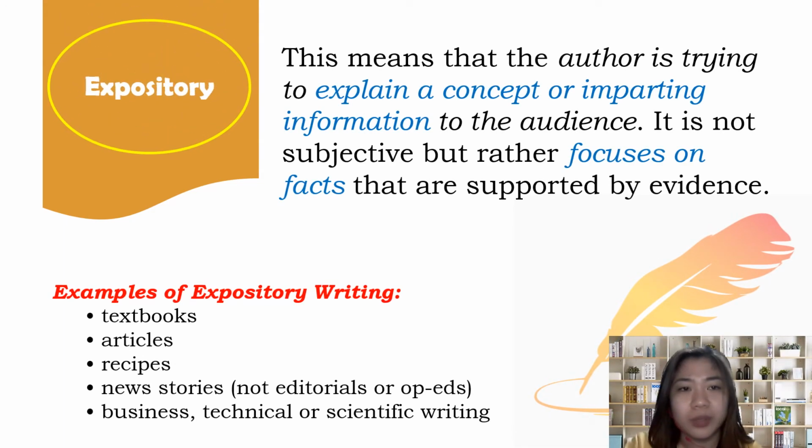The first one is expository. This means that the author is trying to explain a concept or impart information to the audience. It is not subjective, but rather focuses on facts that are supported by evidence. Here are some examples of expository writing. The first one, textbooks. Second, articles. Third, recipes. Fourth, news stories, so not editorials or op-eds. Last, business, technical, or scientific writing.